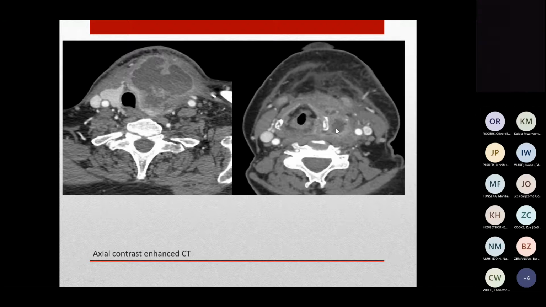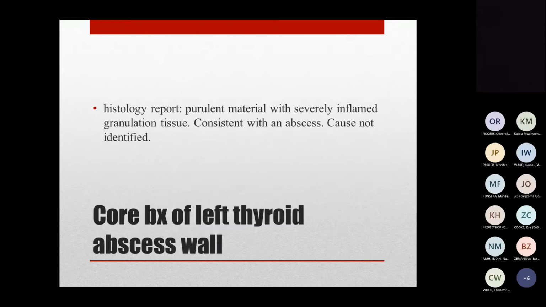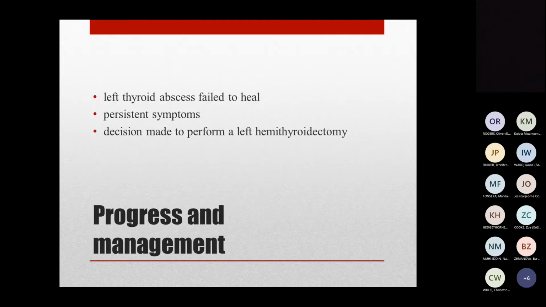When you look carefully at the level of the hypopharynx, there is a very narrow channel of enhancement with fluid which tracks towards the piriform fossa, which is collapsed. On the ultrasound, we could see that there was a complex collection containing debris. This was aspirated, which yielded frank pus, but no specific growth of a pathogen was identified. A core biopsy was then performed across the wall, and this identified purulent material with severely inflamed granulation tissue, which was consistent with an abscess, but no underlying cause for this was identified at the time.